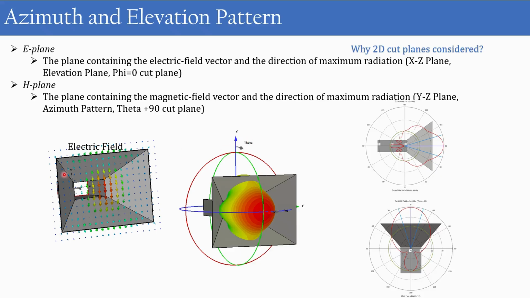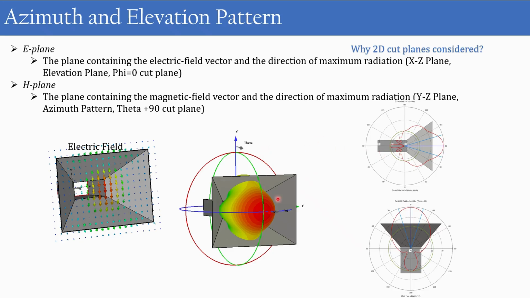Similarly, when we consider the horn antenna, the magnetic field will be perpendicular to it, so it will be aligned along the y-axis, and the H plane is the plane containing the magnetic field and the direction of propagation. So this YX plane, not YZ, is the horizontal cut, or it is known as the azimuth pattern. If I want to get that value, I have to make theta 90° and cut it here. So I'll be getting the azimuth pattern.